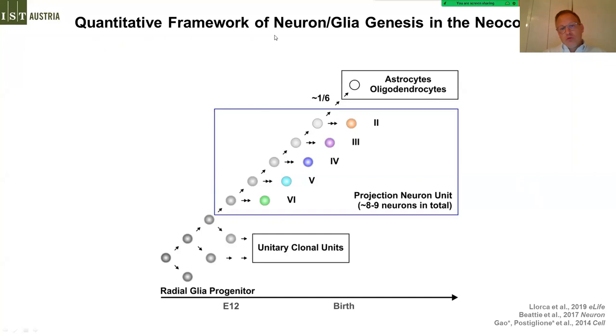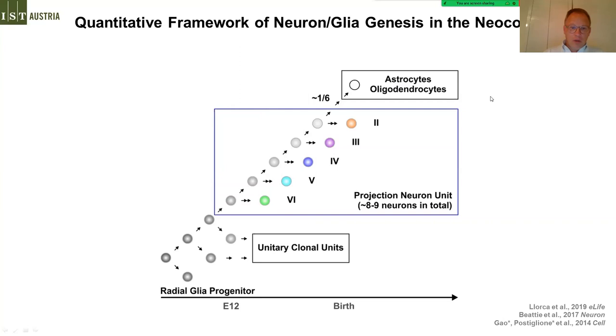So in short, you start off with radial glia progenitors dividing symmetrically in a predictable manner, actually, until about embryonic day 12. And then relatively sharply, these radial glia cells start to produce neurons. And then in a temporally progressive fashion, of course, the different types of neurons for the distinct layers. Also, we can predict that about 1 in 6 of the radial glia cells then proceed further to produce astrocytes and or oligodendrocytes.